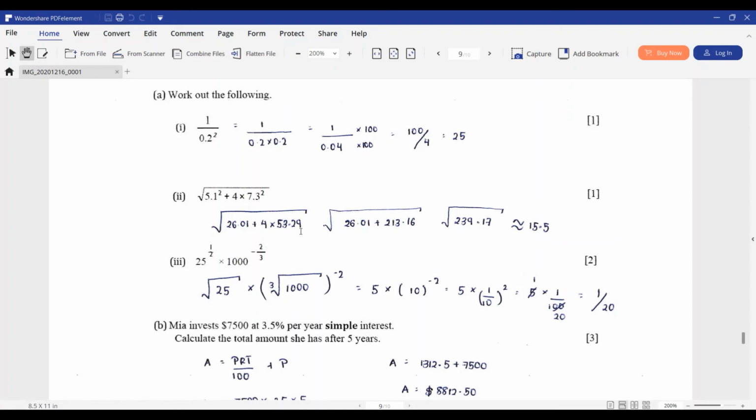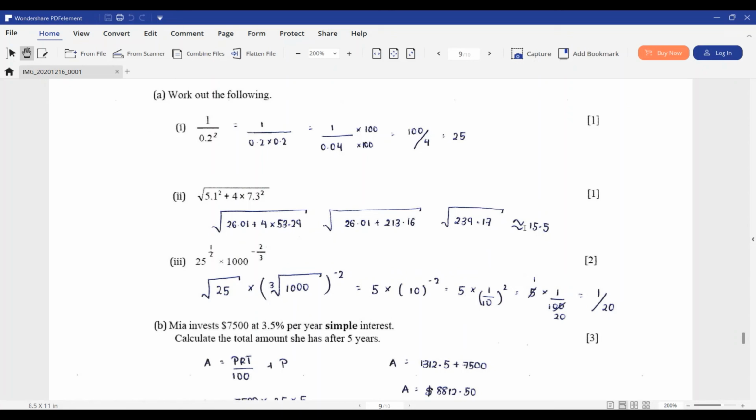So according to BODMAS, we need to multiply then add. So 4 times 53.29 is 213.16. Now we can add. So adding these two would give us 239.17. Under root it, and the value approximately to 3 significant figures is 15.5.